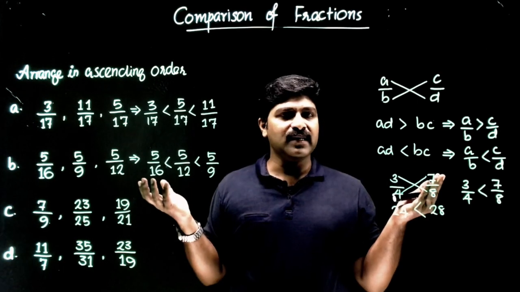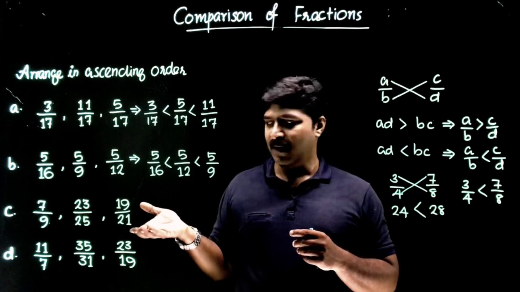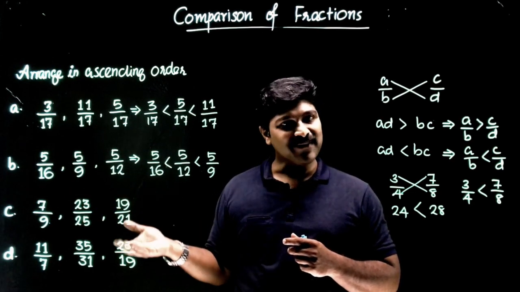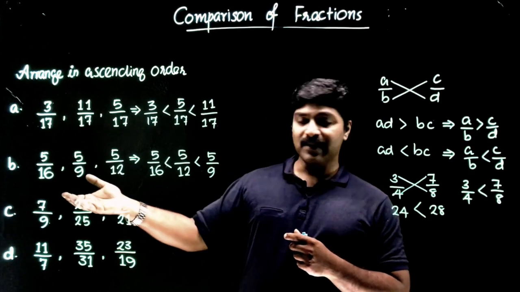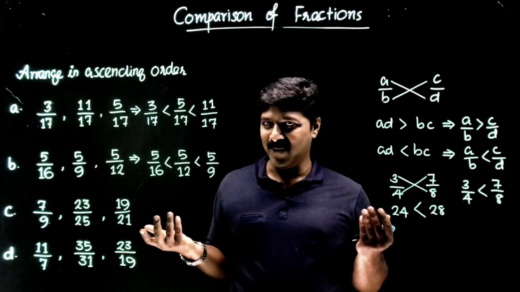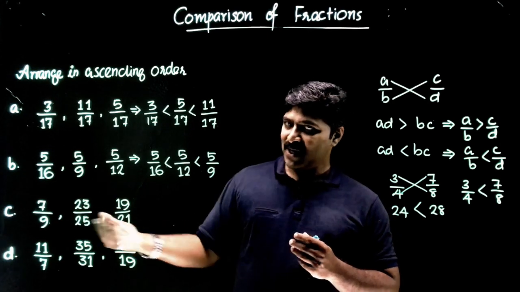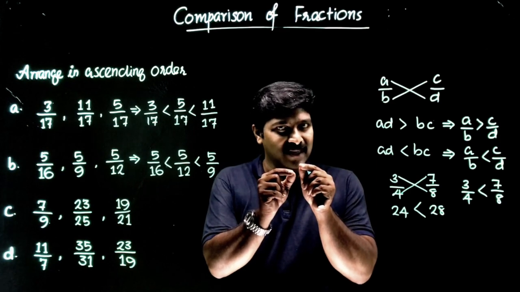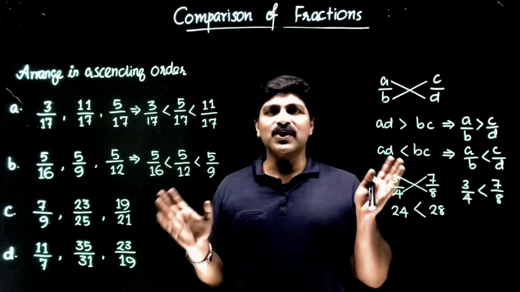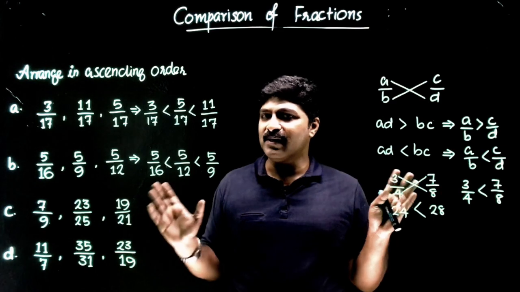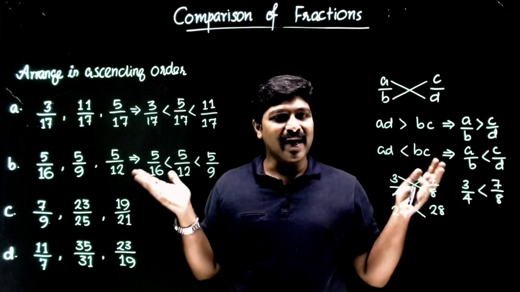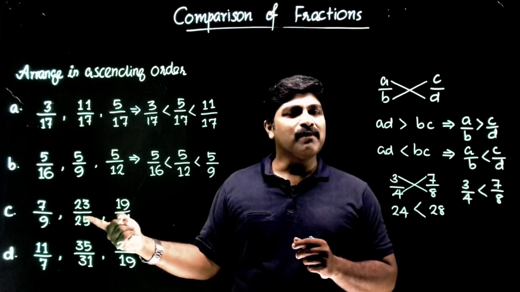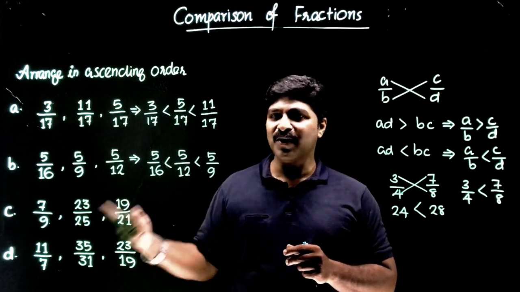But whenever you look at questions like this, 7 by 9, 23 by 25, 19 by 21, are the numerators equal? No. Are the denominators equal? No. Correct? So then the second point: is it an easy conversion to make the numerators equal or the denominators equal? Is it possible? No. Again, it's a time-consuming, numerically challenging type of conversion.